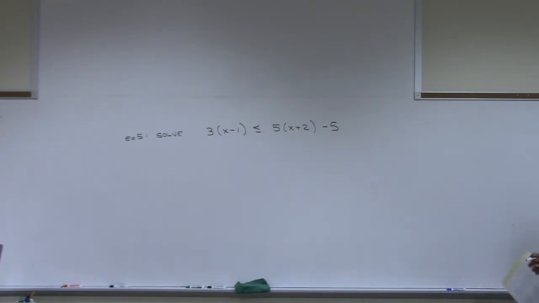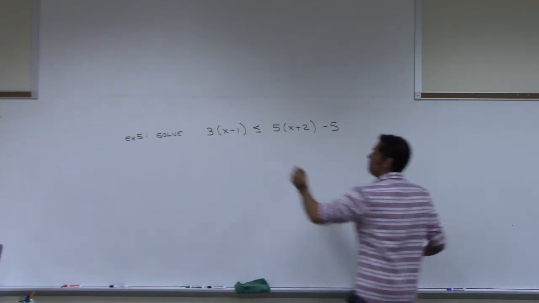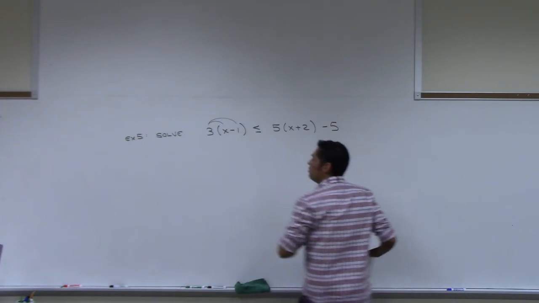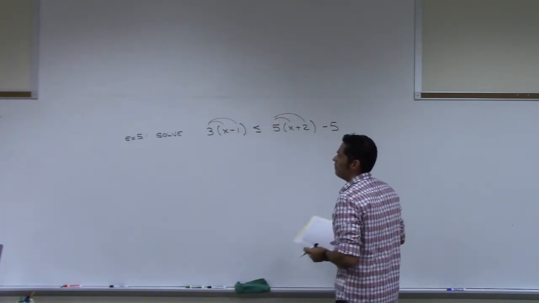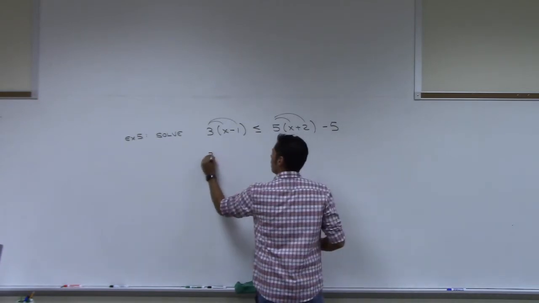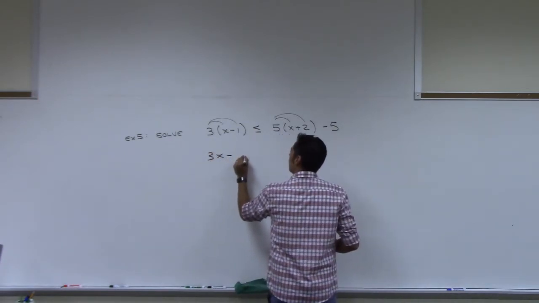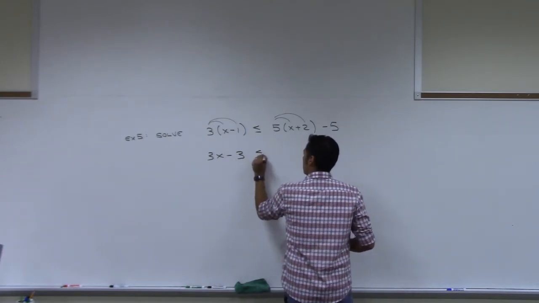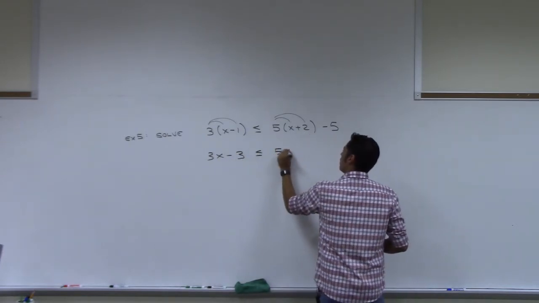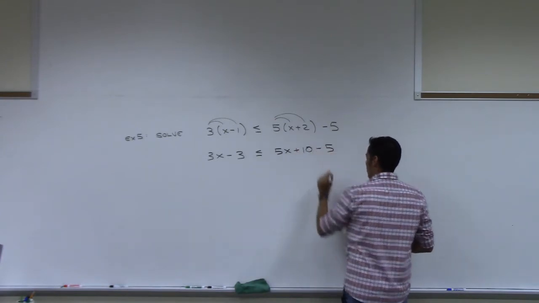What would you do first here? Multiply the 3 times. Okay. So you're going to distribute that through? And then on the other side, 5 through. Okay, what would you get if you did that? 3x minus 1 less than. Careful, hold on. 3x minus 3, okay, less than or equal to 5x plus 10 minus 5. Good. Okay, great.